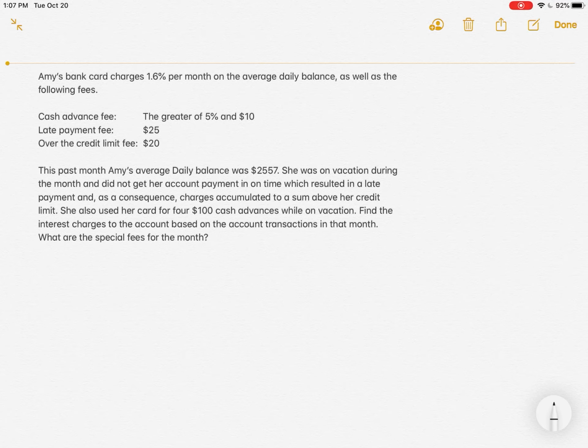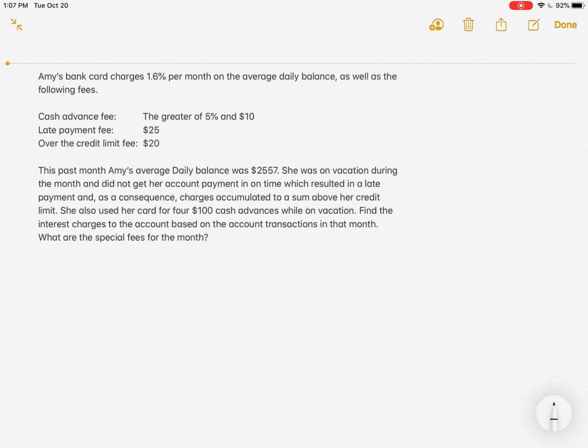What they're going to tell us about this one may seem daunting because they say a lot, but it's actually not a terrible problem. So as we look at this problem, Amy's bank card charges 1.6% per month on the average daily balance, as well as the following fees. She has a cash advance fee, a late payment fee, and an over the credit limit fee. So this will help you out with the last problems that are in the homework from this section. This past month, Amy's average daily balance was $2,557.